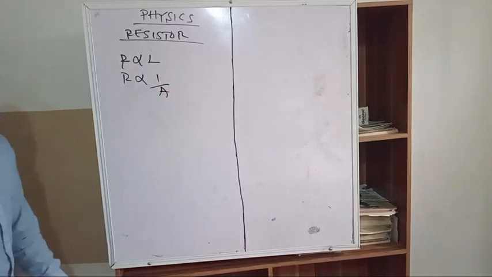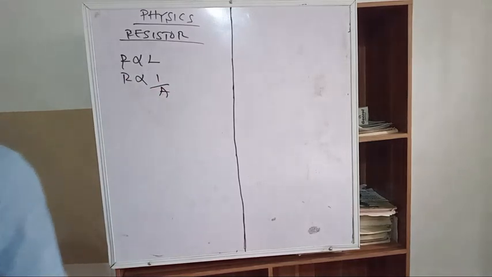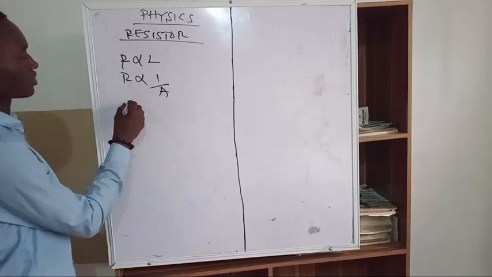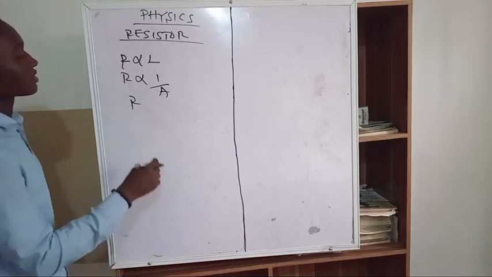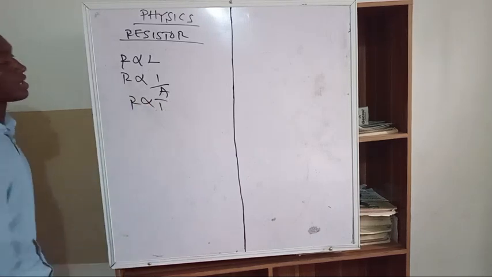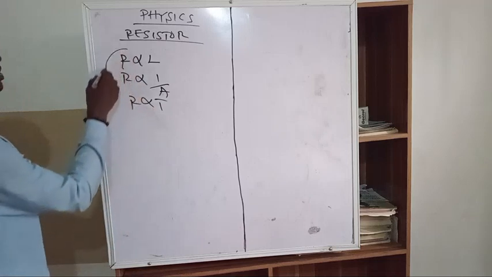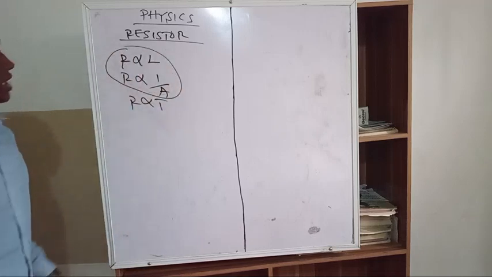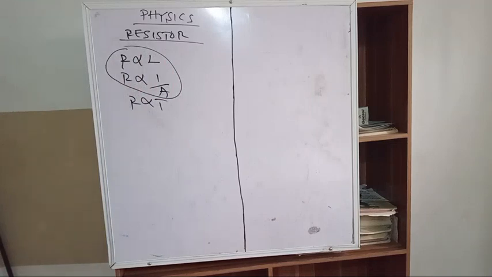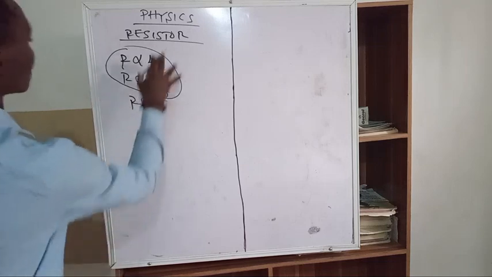I said the factors that affect resistance are length, area, then temperature, and nature of material. When temperature increases, resistance increases. That means R is directly proportional to T. But if you want to consider the first, length and area, and I also talk about nature of material, those are the four factors that affect the resistance of a material. So let's work with these two.